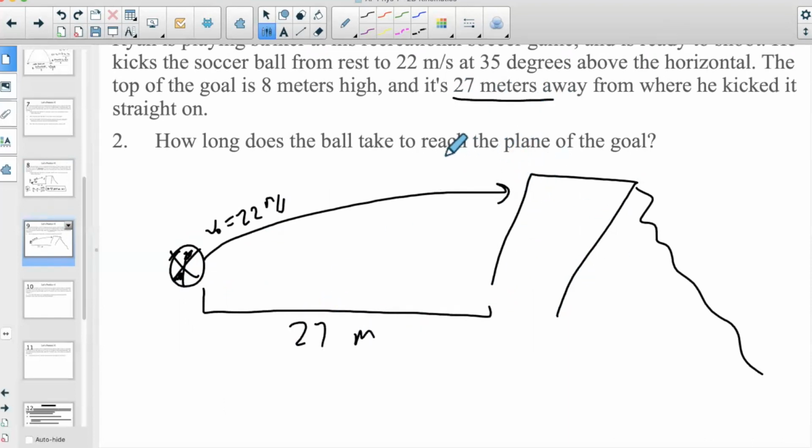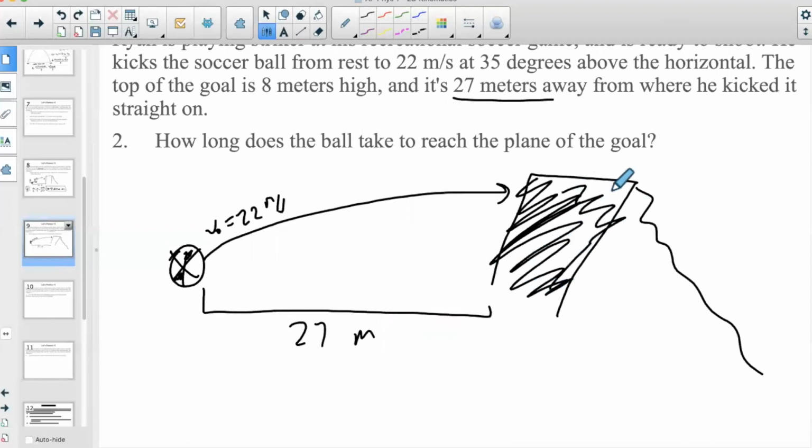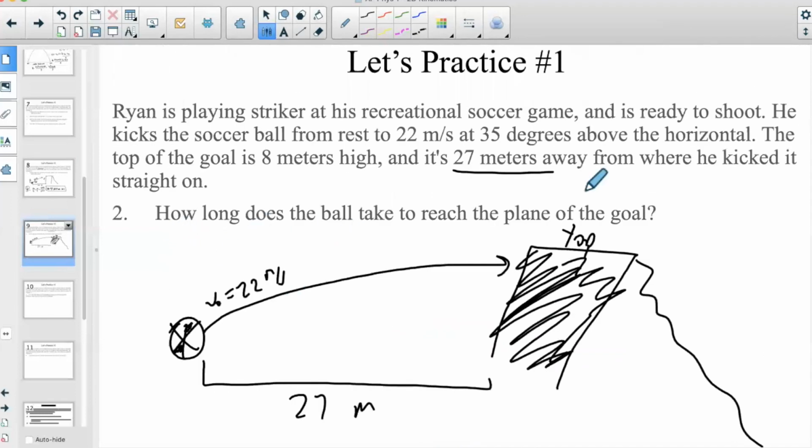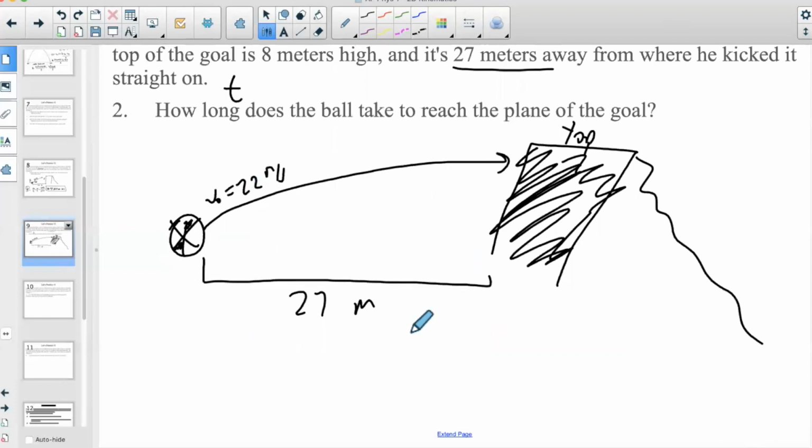So what does it mean to reach the plane of the goal? So the goal is this entire big net right here. The plane of the goal is basically the front of the goal, the front edge of the goal that's defined by this top post and these side posts. So how do we figure this out? So how long does the ball take? So they're asking for a time to reach the plane of the goal.